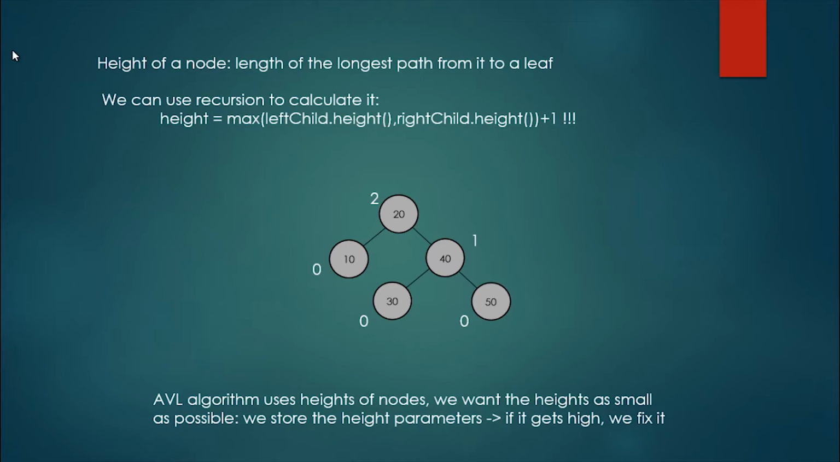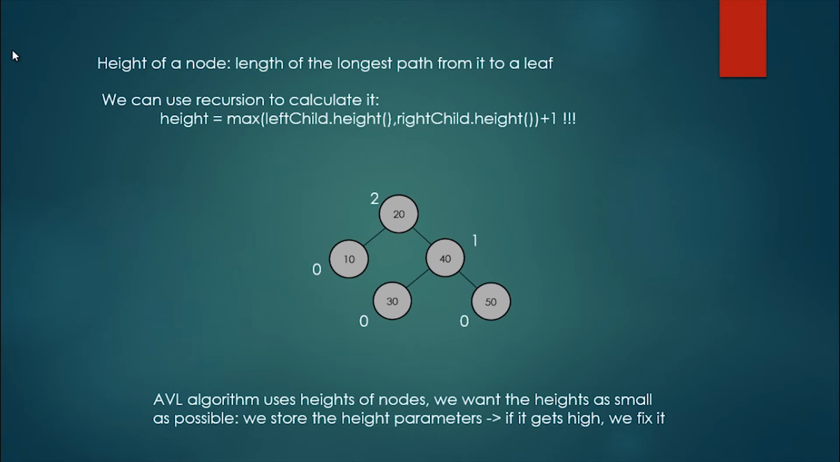And we keep running this algorithm recursively for all of the nodes. Because 10 is the leaf node, we assign 0 to its height. And the root node has a left child, 10, which has a height 0, and a right child, 40, which has a height 1. We calculate the maximum of these two numbers, and 1 is greater than 0, and we increment it by 1, and it will be 2. So that's why the height of the root node is 2.